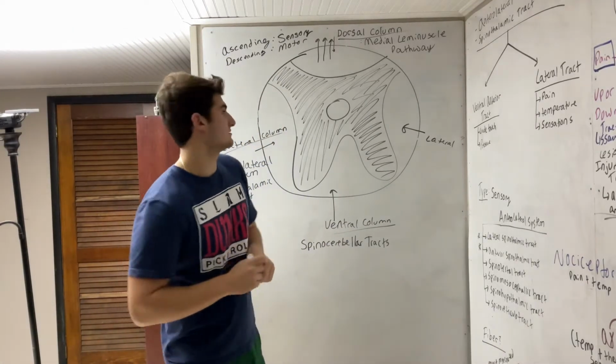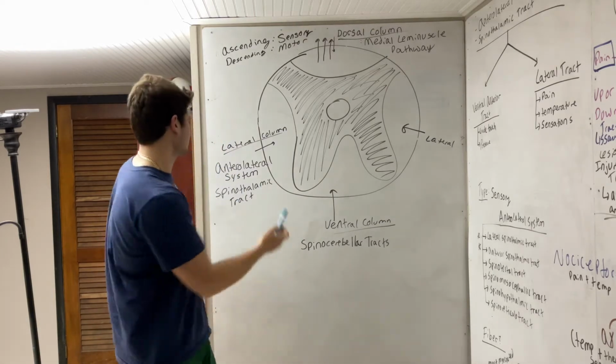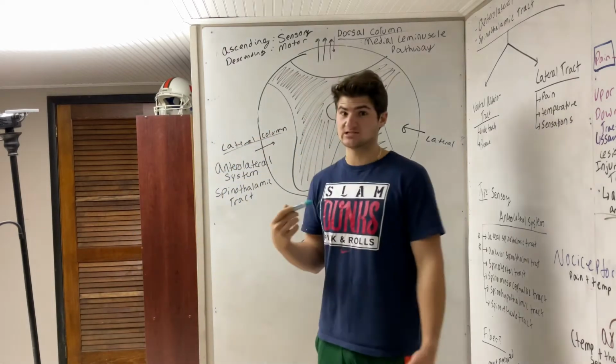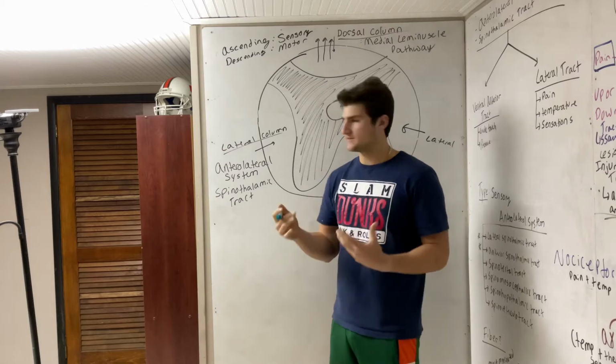Okay, so now we're going to do the lateral column. And what's the lateral column? It's the anterolateral system. Okay, it's also going to be known as the spinothalamic tract. Alright, so we have two different names for it. It does the same exact thing.